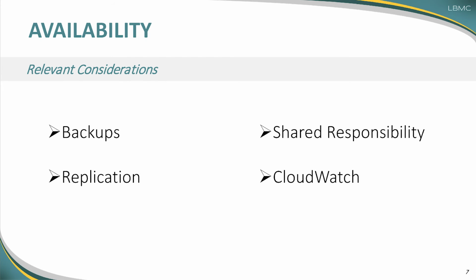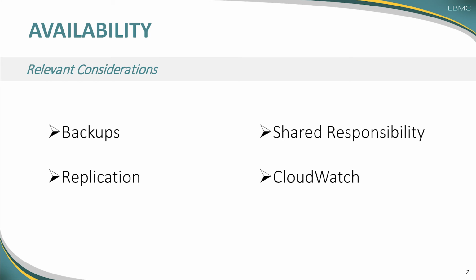So regarding the availability criteria, backups and replication, the configuration of backups and replication for resources hosted within AWS is the responsibility of the organization. AWS gives the organization the tools and the ability to perform backups and do replication, but ultimately it's the organization's responsibility to ensure those configurations have been implemented according to their needs.